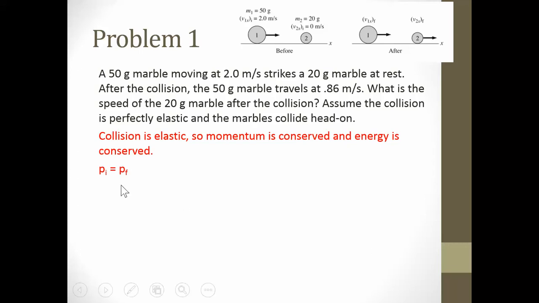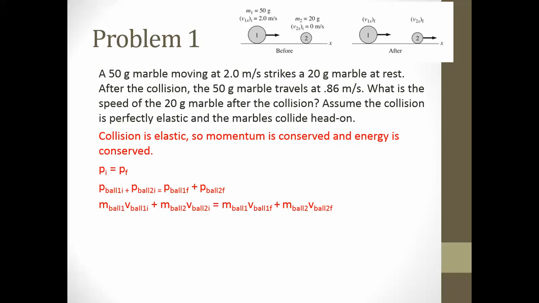Conservation of momentum tells us that the initial momentum equals the final momentum. The initial momentum is the initial momentum of ball 1 plus the initial momentum of ball 2. And the final momentum is the final momentum of ball 1 plus the final momentum of ball 2. Remember, momentum is defined as mass times velocity. So this is our initial momentum of ball 1, our initial momentum of ball 2, our final momentum of ball 1, and our final momentum of ball 2.